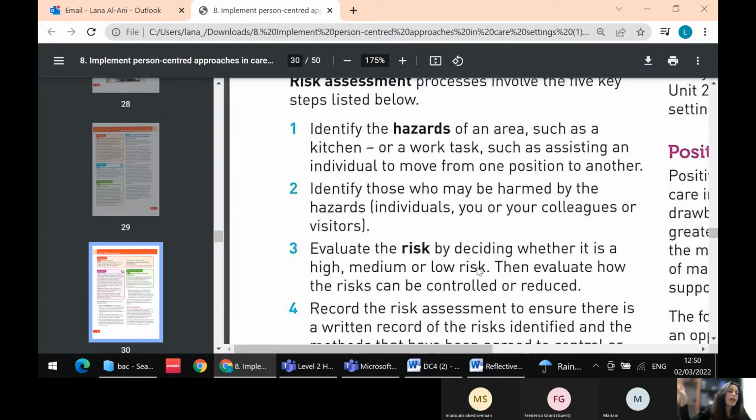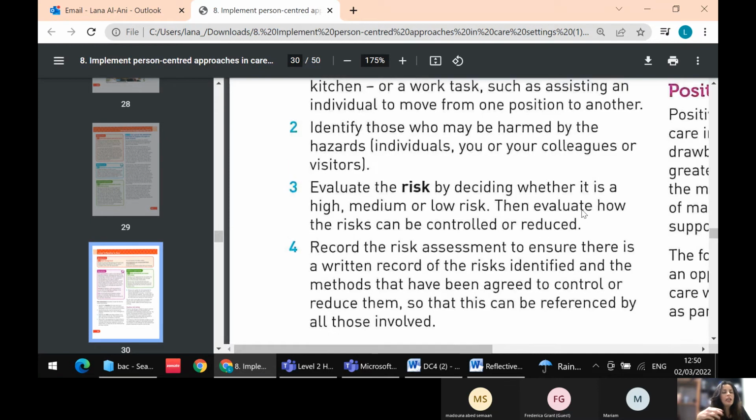First of all, I identify the hazard area, go and check if the kitchen is clear. There are no boxes in the way, the kitchen is clean, no sharp equipment on the surface, and also evaluate her mental abilities. Is she able to do that by herself?